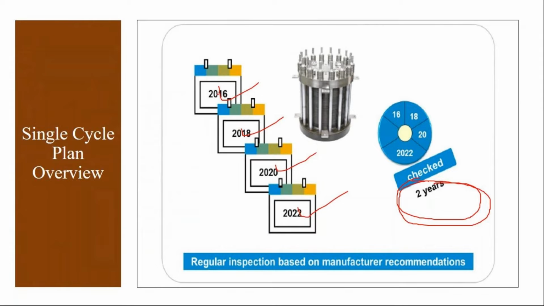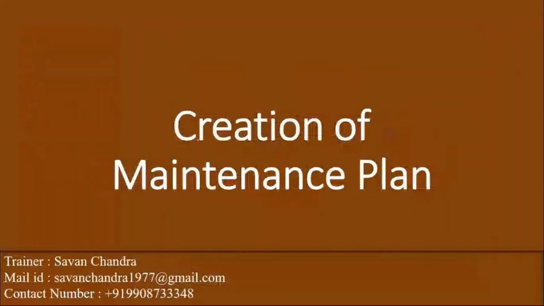So every 2 years, after 2016 you do the servicing, then 2018, then 2020, then 2022. Like this, after every 2 years, you go and do the service. So here you have only one cycle, one interval. That is why it is called a single cycle plan. Okay, so that we will be covering.